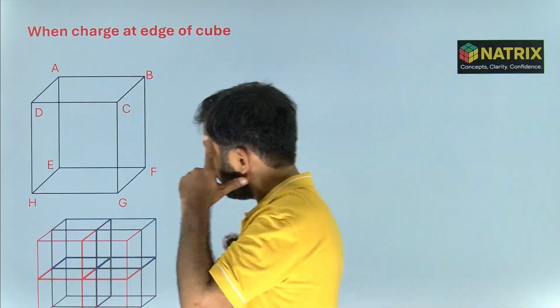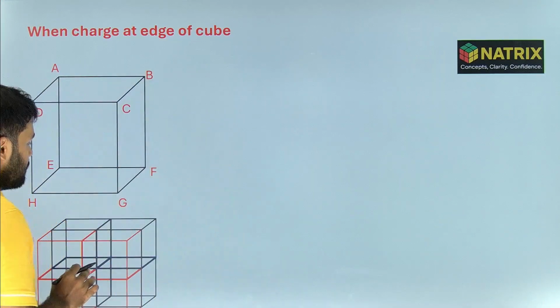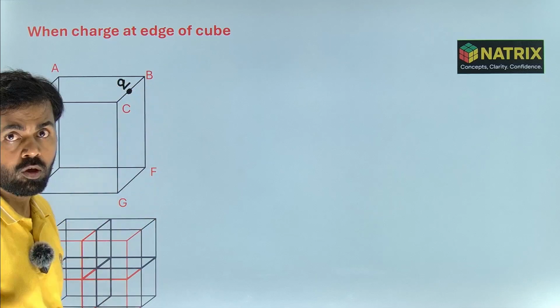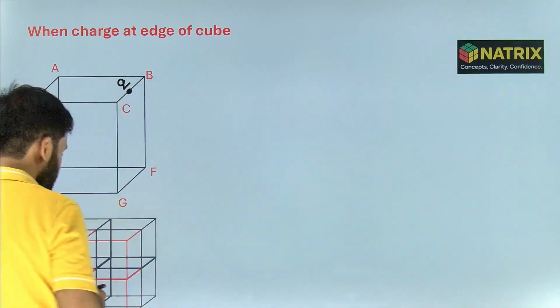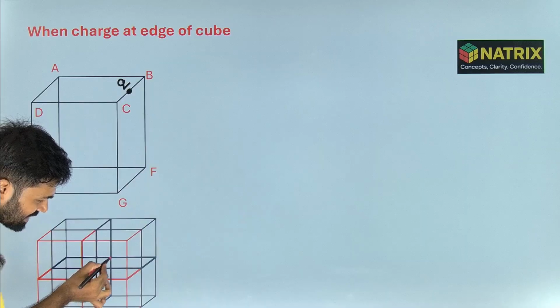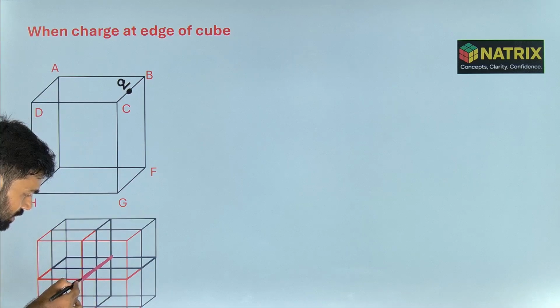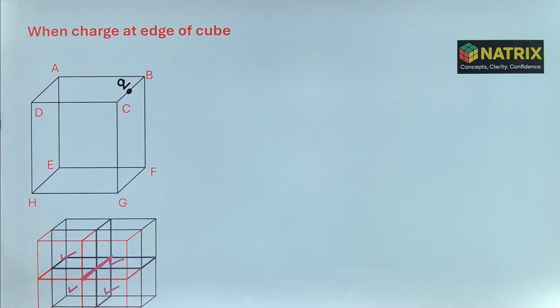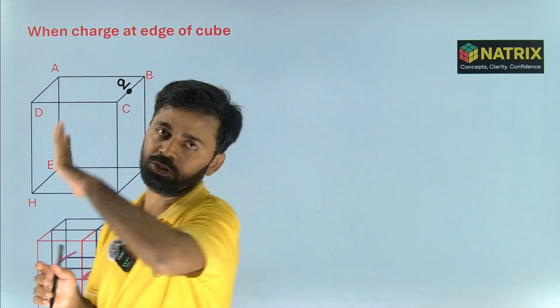Third case, when the charge is present on the edge of the cube. For example, let's talk about this. Say the charge is present somewhere here on the edge of the cube. One edge is shared by how many different cubes? If I am talking about this edge, you can see here, this edge is shared by 4 different cubes, or even you can take this edge also. This edge is shared by 1, 2, 3, 4. 4 different cubes. Each edge is shared by 4 different cubes.